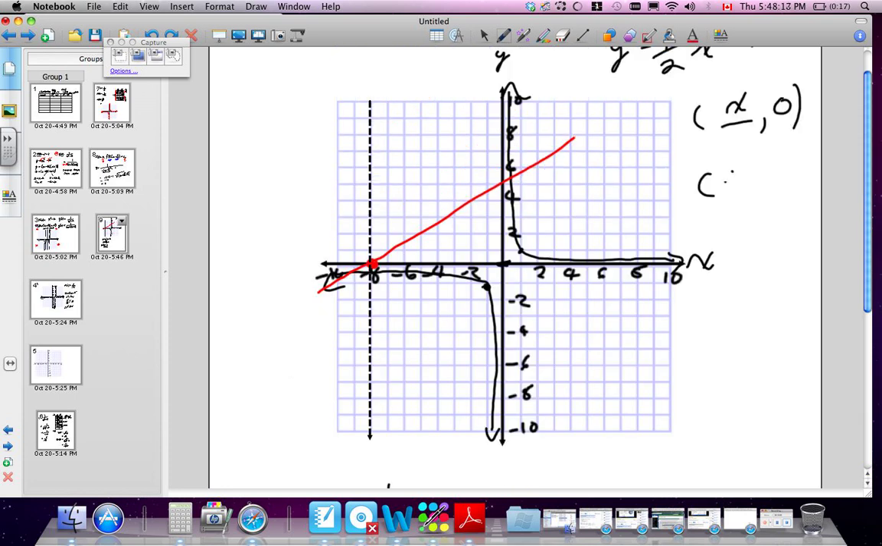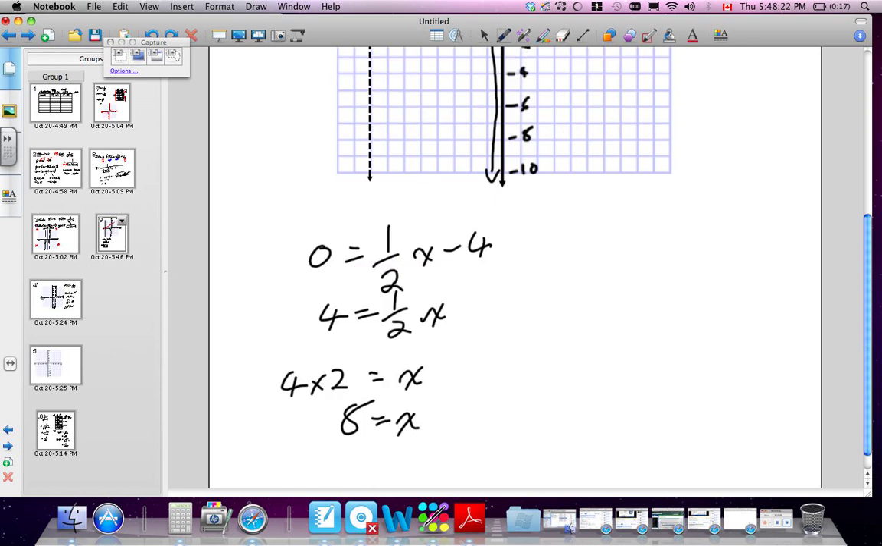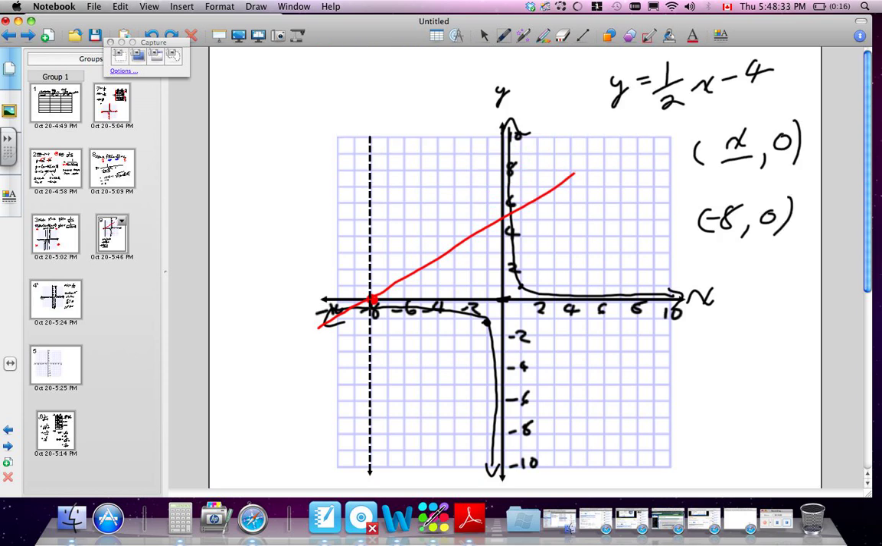But it's negative 8. Oh, sorry, I wrote the question down wrong. That's positive 4. When it comes over, it becomes negative 4. Negative 4 times 2 is negative 8. Okay, so we have negative 8 and 0. That gives us our x-intercept for our red one, our linear equation, which is also our asymptote.